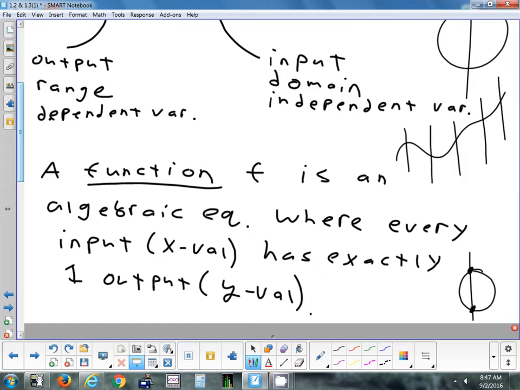And there's many ways you can say that. For every input, there is only one output. For every value in the domain, there is a unique value in the range. You can use any of the terms we've used up above.